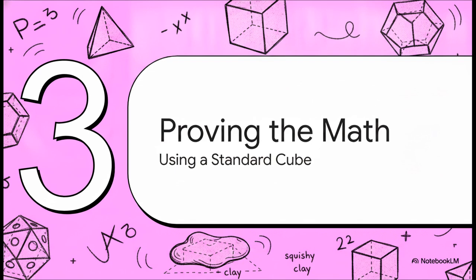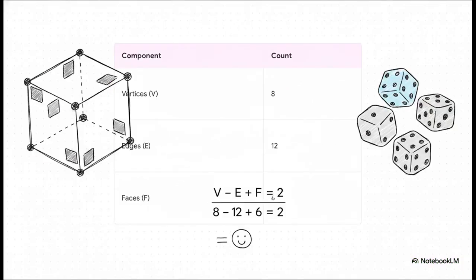Section 3. Proving the math using a standard cube. Okay, it's one thing to talk about squishy clay, but let's actually prove this abstract theory using probably the most universally understood solid shape out there, a standard cube. So if you count along with me, you're going to find 8 vertices, 12 edges, and 6 faces. Let's plug that right into Euler's formula. 8 minus 12 is -4, right? Add those 6 faces back in and you get exactly 2. The math works perfectly every single time.